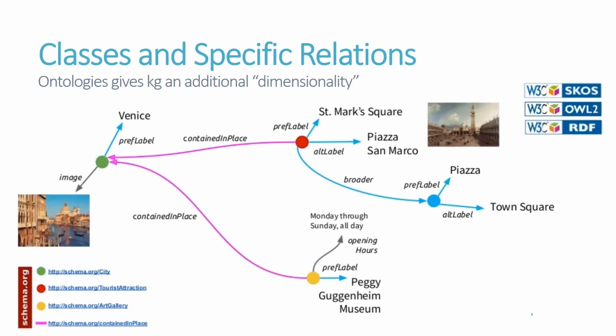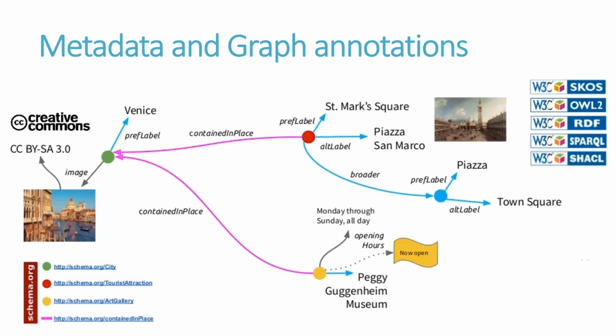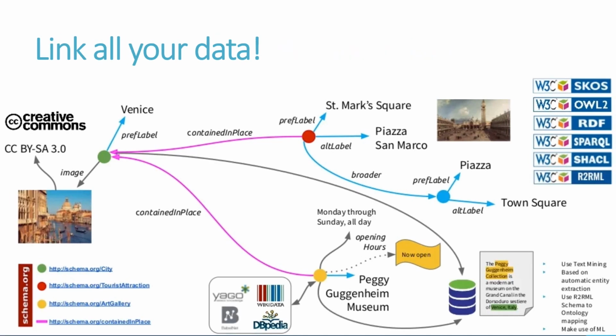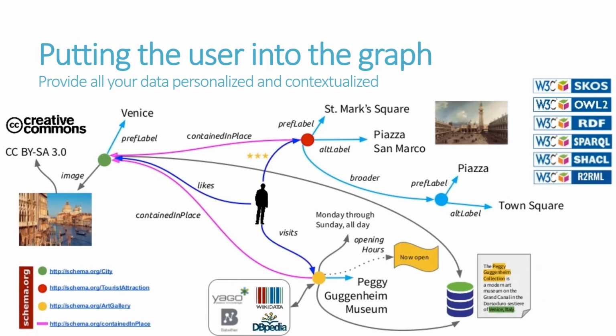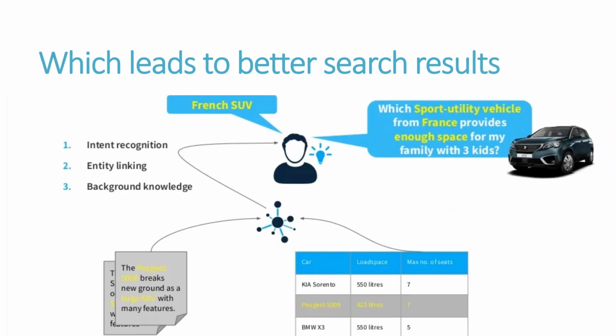Then more details are added by specifying relations and classes using ontologies, which give knowledge graphs an additional dimensionality. Then Google Knowledge Graph adds metadata and graph annotations, like for example opening hours, which enriches the user experience. Furthermore, Google brings structured and unstructured enterprise data into the knowledge graph. And finally, Google gathers all the data about you as a user and puts it inside the graph to give you a more personalized and contextualized experience, which ultimately leads to better search results.